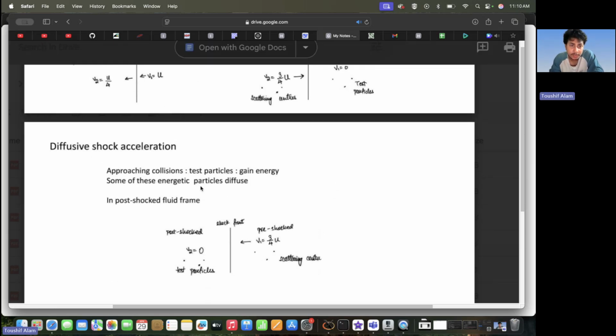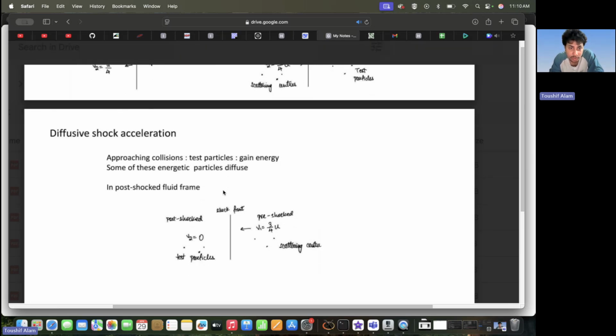In diffusive shock acceleration, in an approaching collision, the test particle gains energy. Some of these energetic particles diffuse in the post-shocked fluid frame. In the post-shocked frame V2 is 0, and for a test particle at the shock front, the pre-shocked V1 is equal to 3 by 4 U, moving toward the scattering center.